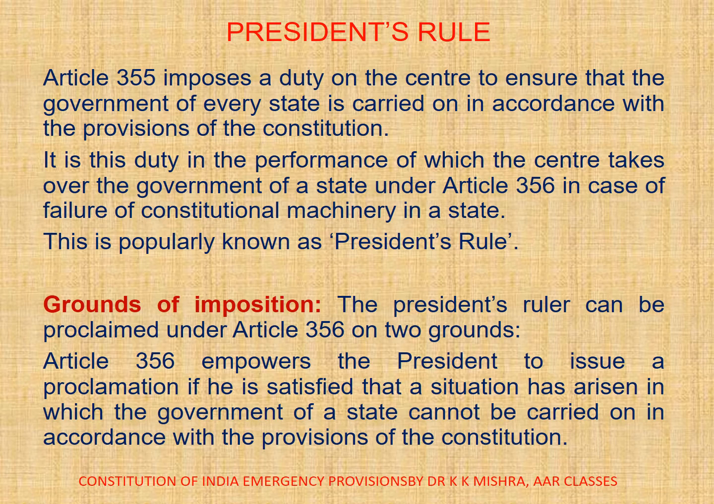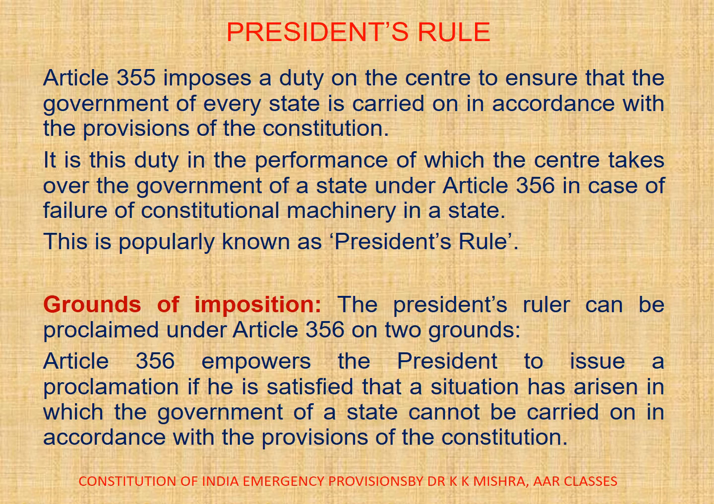Article 355 imposes a duty on the center to ensure that the government of every state is carried on in accordance with the provisions of the Constitution. It is this duty, in the performance of which the center takes over the government of a state under Article 356 in case of failure of constitutional machinery in a state. This is popularly known as President's Rule.